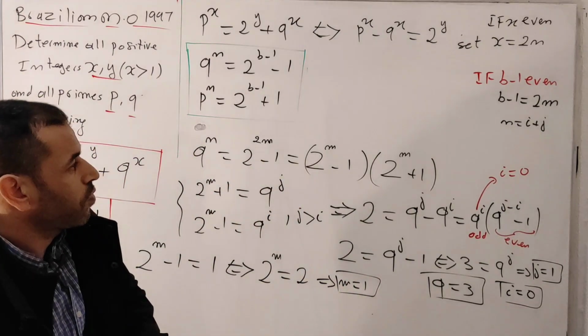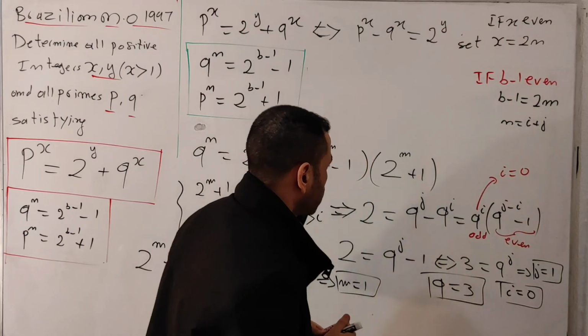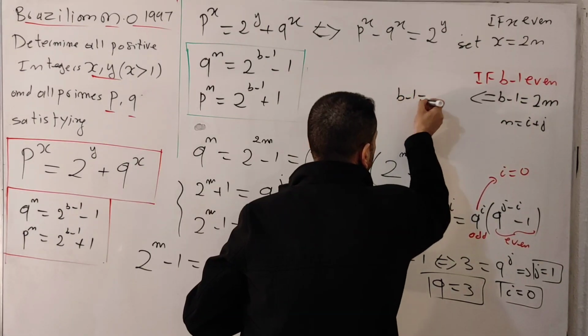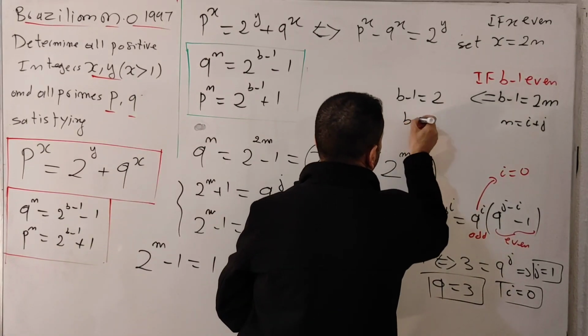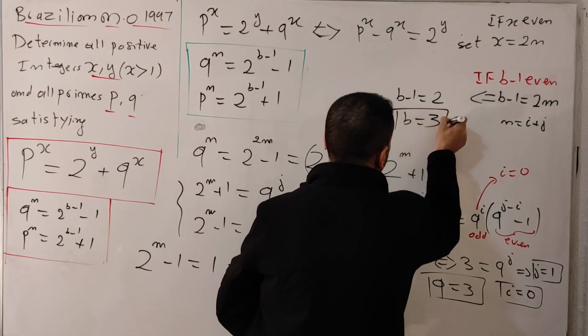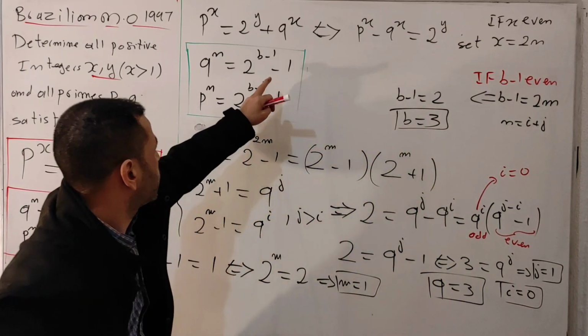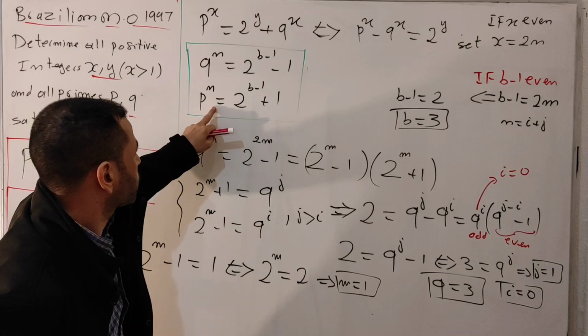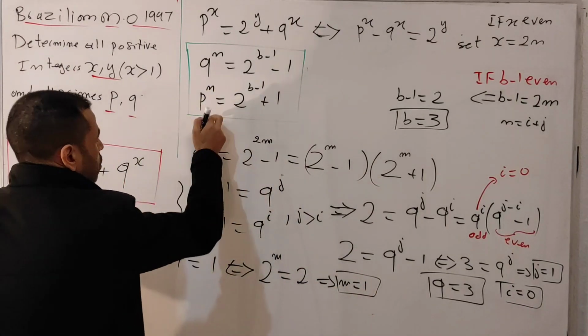If I found the value of m, that means I found b minus 1. Okay, b minus 1. I'm going to replace m with its value. I will get 2. That means b equals 3. By taking this minus 1 to the right, since I know b equals 3, I'm going to replace it here to find p. Okay, because we already found q is here. So I'm going to use the second equation.